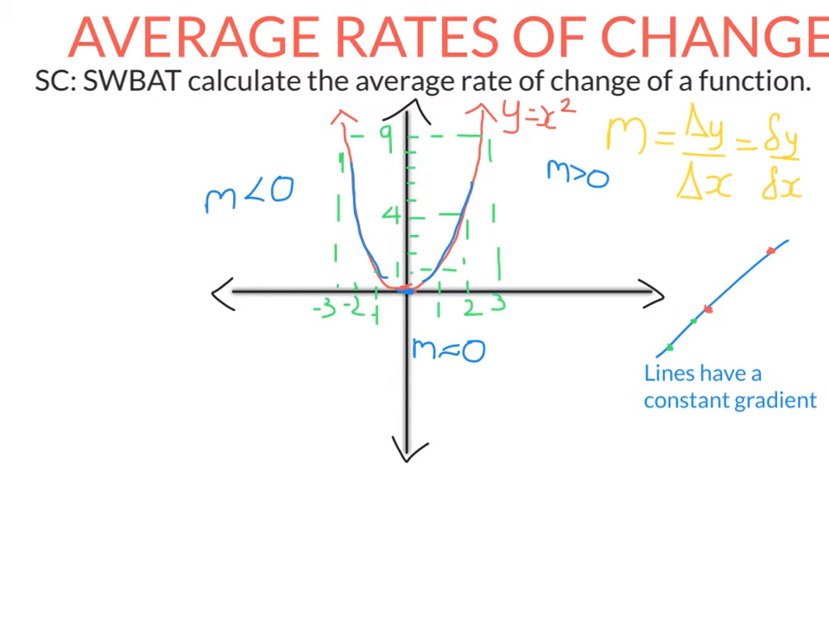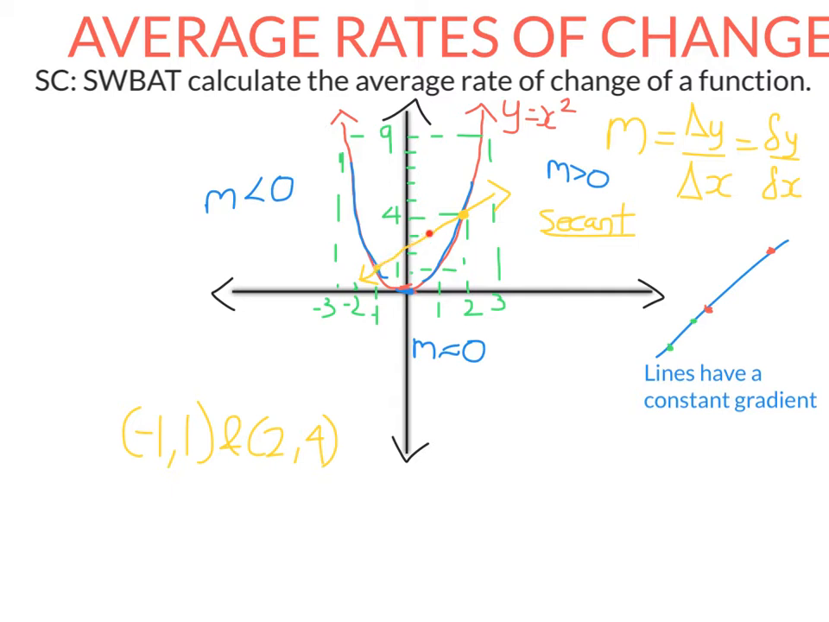Well, what we can do is calculate the average rate of change between 2 points. So let's say, for example, I wanted to calculate the average rate of change between these 2 points. So (-1, 1) is this point here, and (2, 4) is here. To calculate the average rate of change, I'm going to use this fact over here. Lines are very easy to work with. They have a constant gradient. So what I'm going to do is draw a line between these 2 points. This line here is called a secant. It hits the graph twice, unlike a tangent that hits it only once.